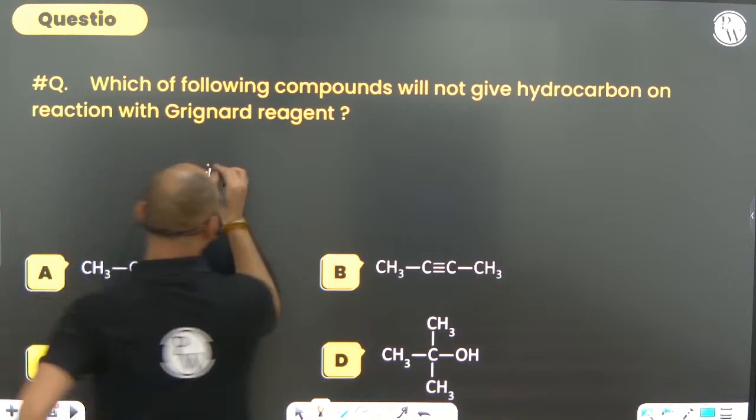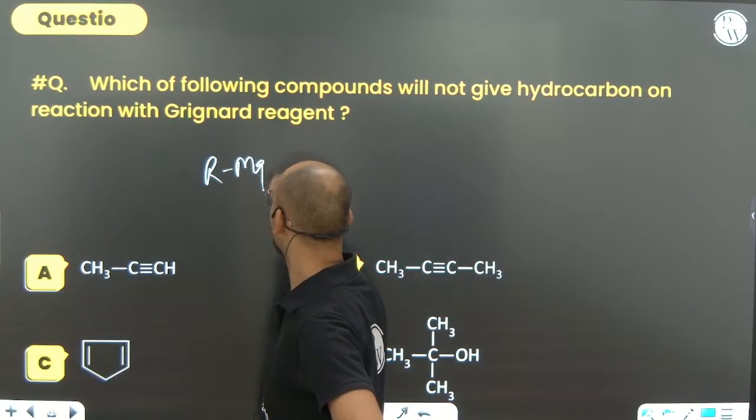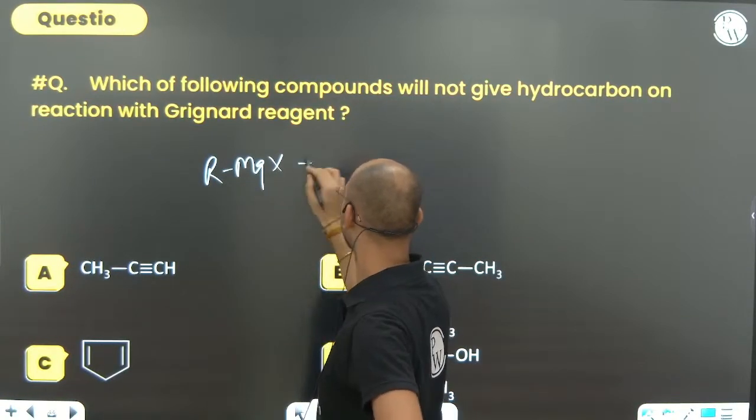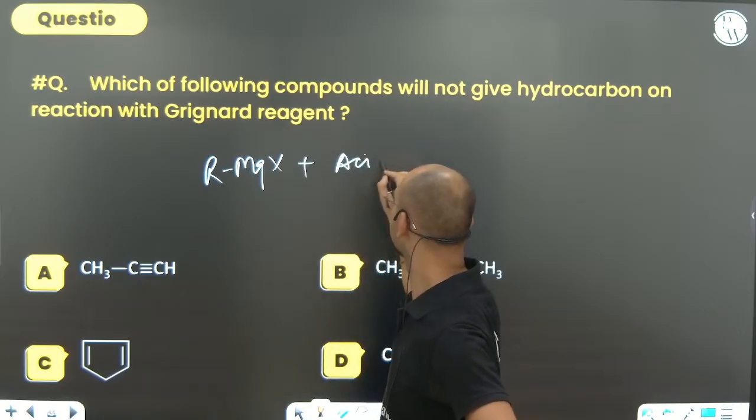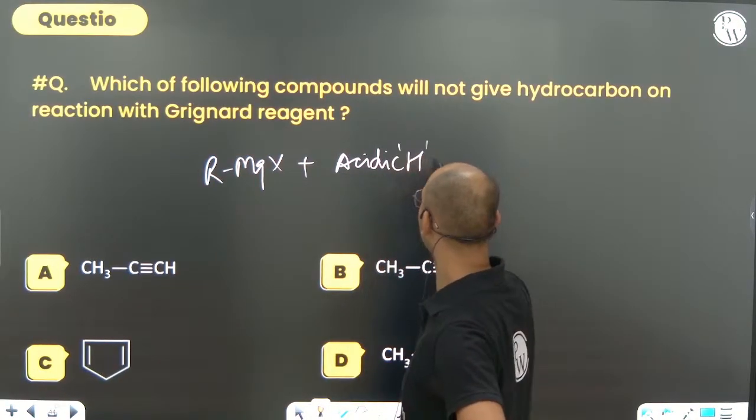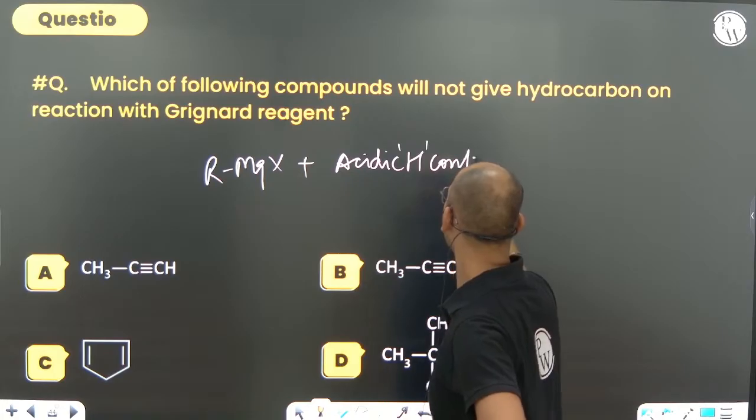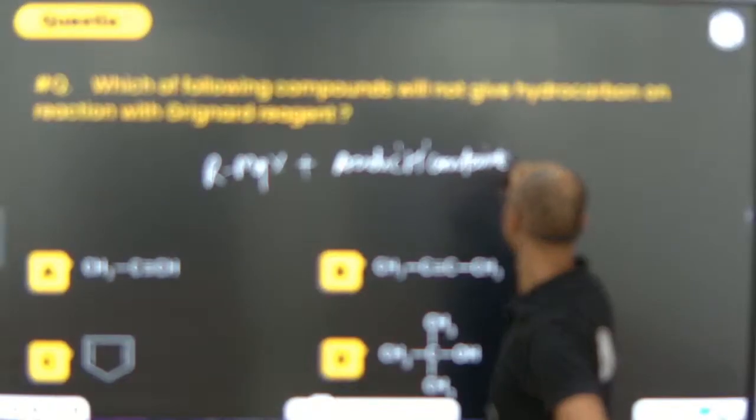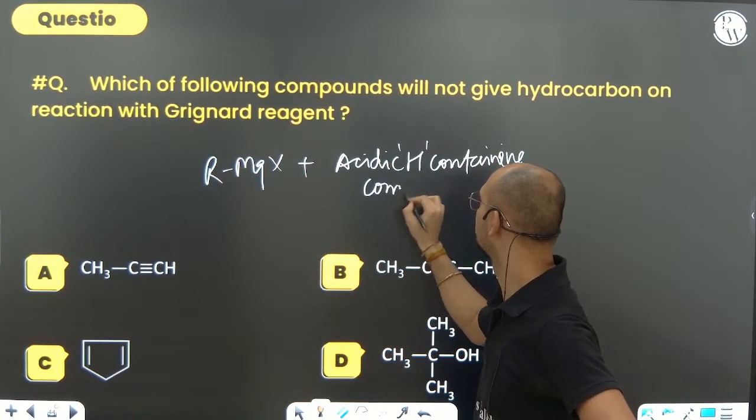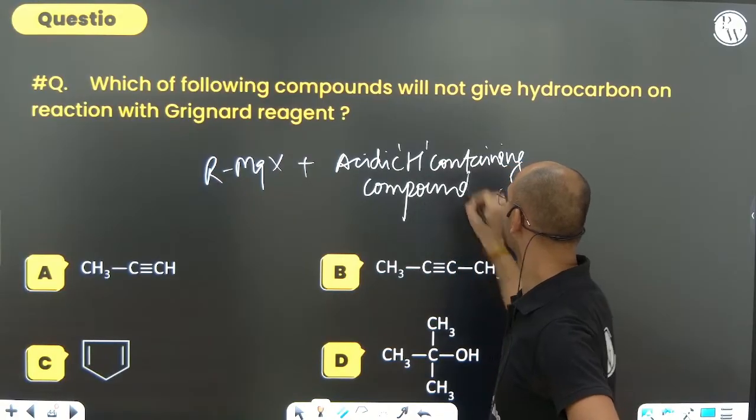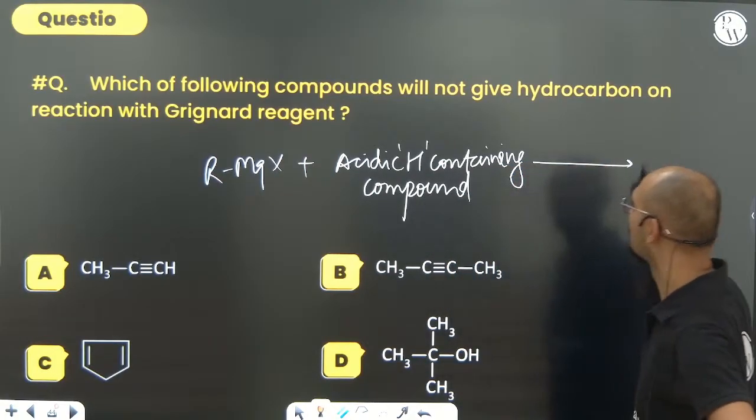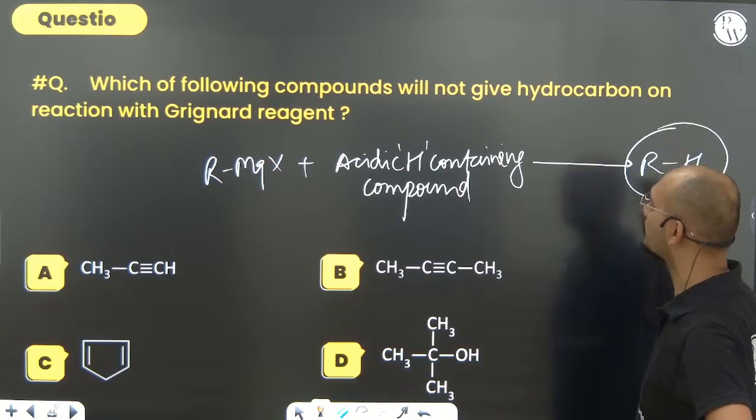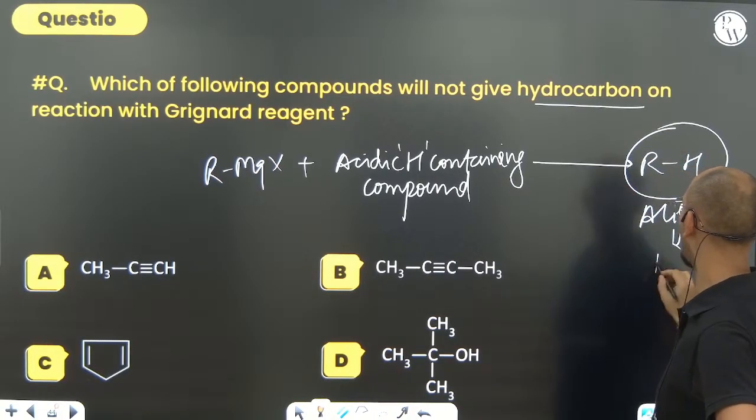Please remember, whenever RMgX reacts with an acidic hydrogen containing compound, it gives RH. RH is what? It is alkane. So alkane is nothing but hydrocarbon.